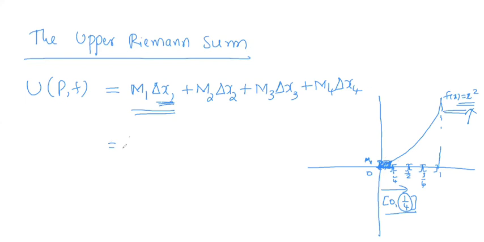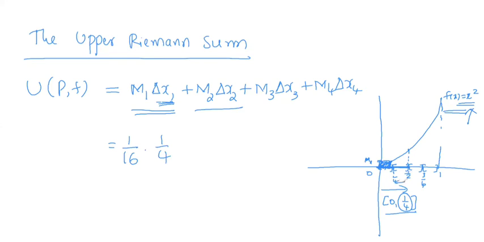So M1 is actually 1 by 16 into the length of the interval, which is 1 by 4. Next, we shall come to the second term. So what is the second term? It is capital M2 into delta x2. Capital M2 is the maximum value of f of x in the second interval. It is the value corresponding to the maximum value of x in that interval.